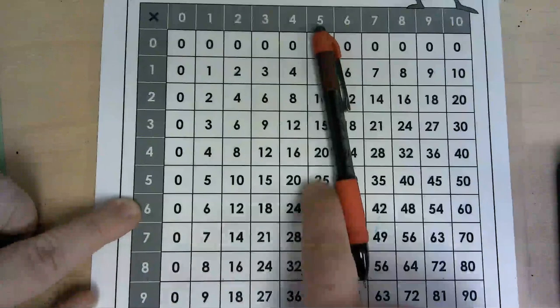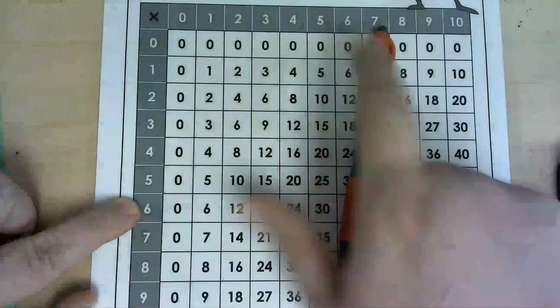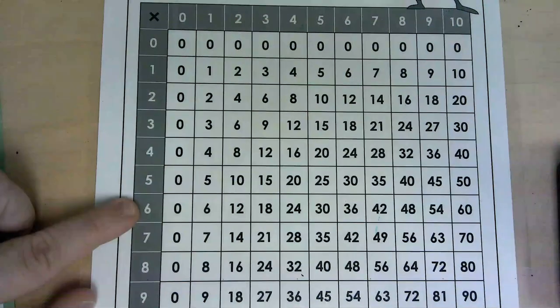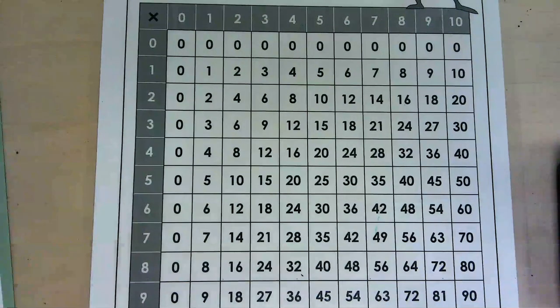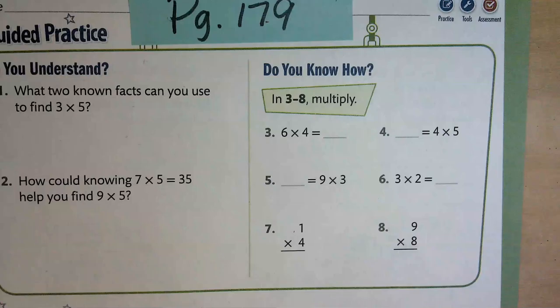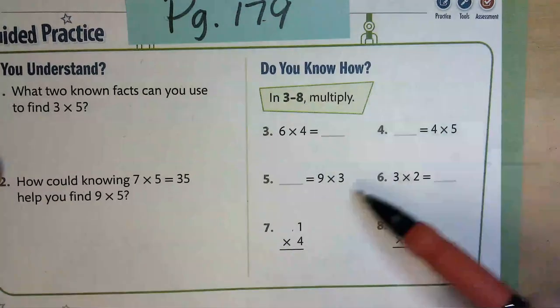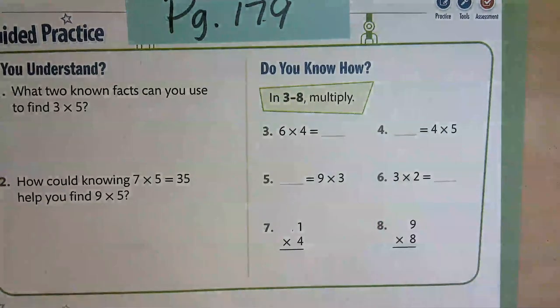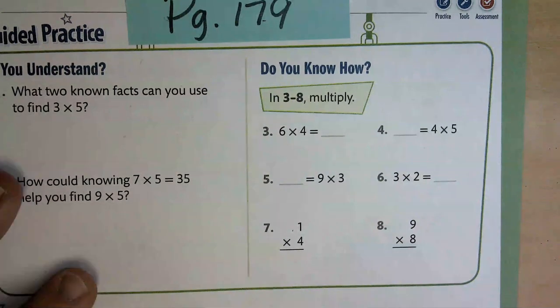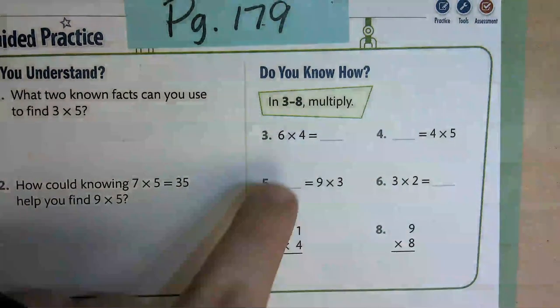That's where my 5 and my 6 come together. So 6 times 5 equals 30. So again, just another resource for you as we work on page 179. On page 179, we've got our multiplication problems, and this is what we've been practicing over and over again. For today, I'm going to ask you to work on all 6 of these problems up here.